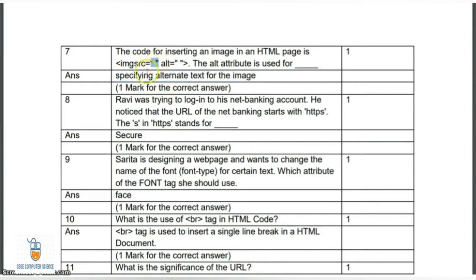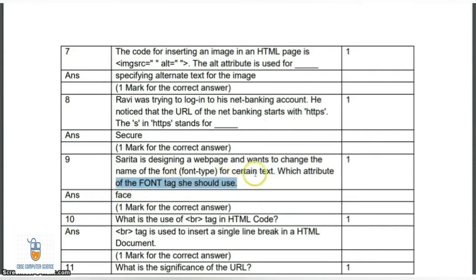So for that we use the alt attribute of the image tag. Now the 8th question in the sample paper is, Ravi was trying to log into his net banking account. He noticed that the URL of the net banking starts with HTTPS. The S in HTTPS stands for dash. So the S here is for secure. This is Hypertext Transfer Protocol Secure. This is used in those websites which provide extra security, which involve some personal data exchange like credit card, debit card information, etc.